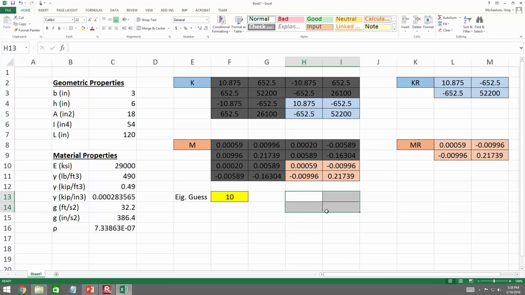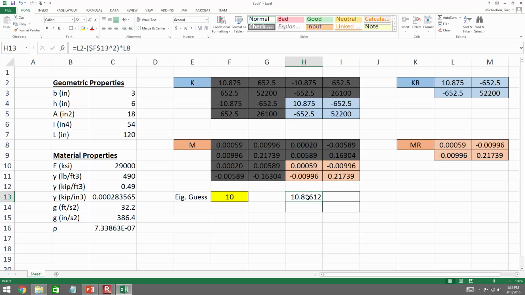Okay. Now we need to compute k minus omega squared times m, right? So what I'm going to do is say it equals k minus this squared times that. Now I'm going to hit F4 on this F13 to lock that in. In other words, when I copy and paste these cells, it's got to stay on that guess. Make sense?